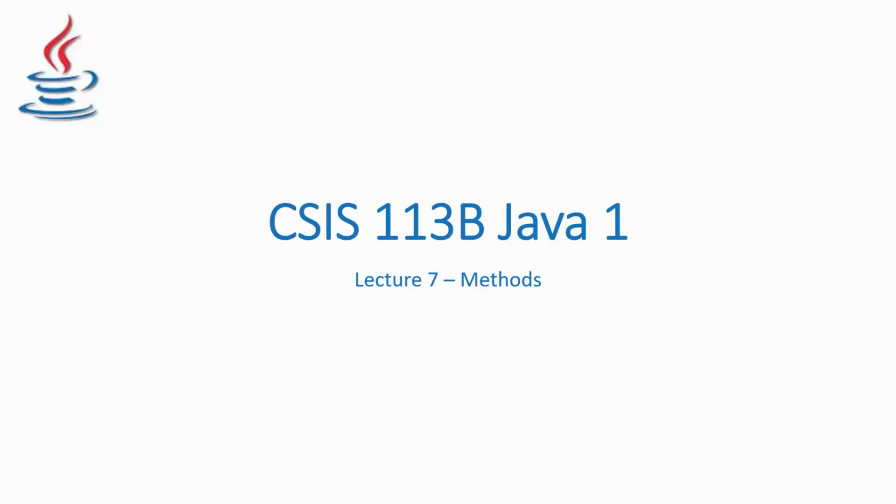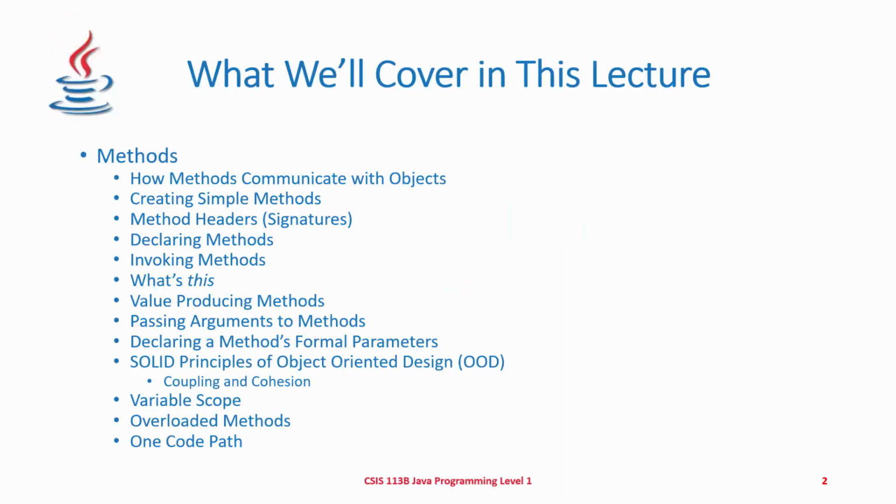Welcome to CSIS 113B, Lecture 7. In this lecture, we'll be covering methods. We'll talk about how methods communicate with objects, how to go about creating simple methods, setting up method headers, also known as signatures, declaring methods, and invoking methods, also known as calling methods.